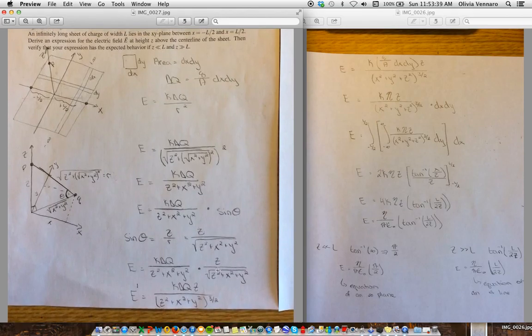So I substitute that into the equation, and I get this. And multiplied together, it just becomes z squared plus x squared plus y squared to the 3/2. And it becomes the 3/2 because this is stuff raised to the first power, and this is stuff raised to the 1/2. So multiplied together, it becomes stuff to the 3/2.